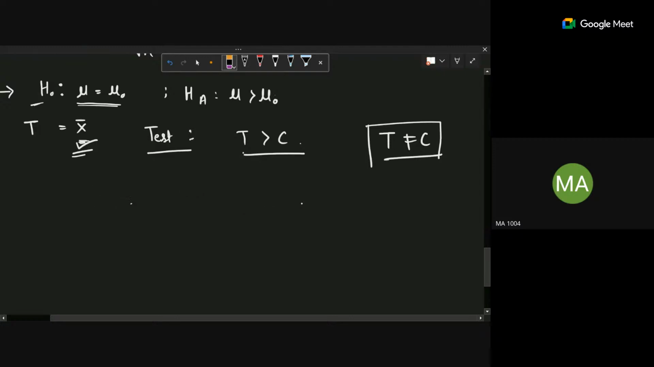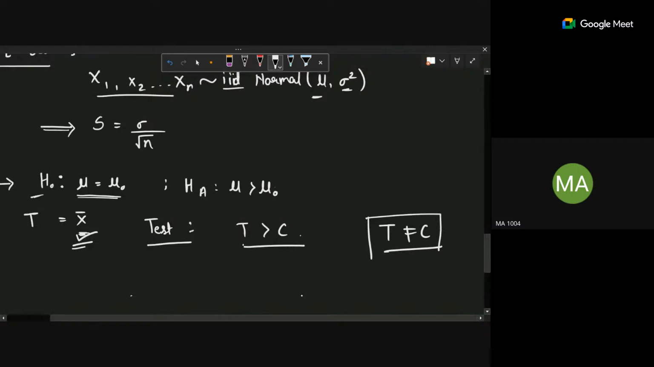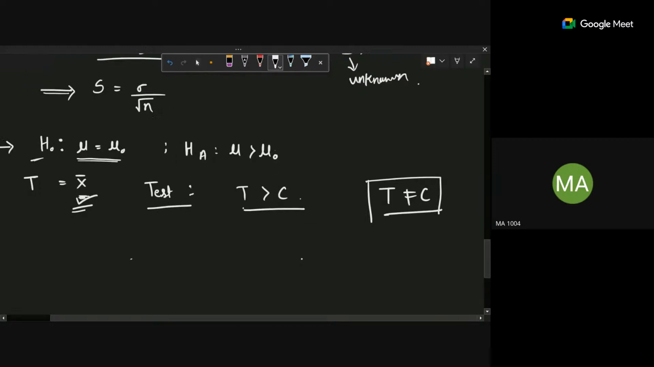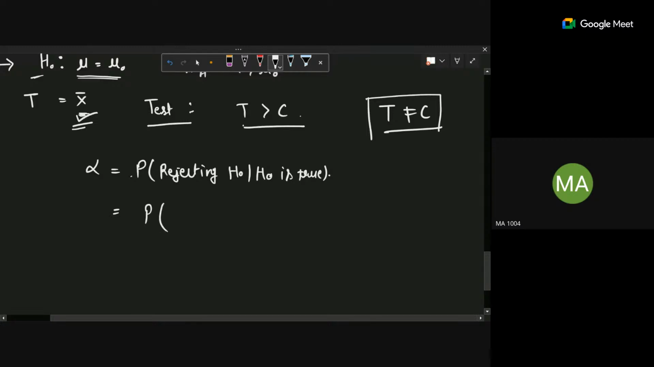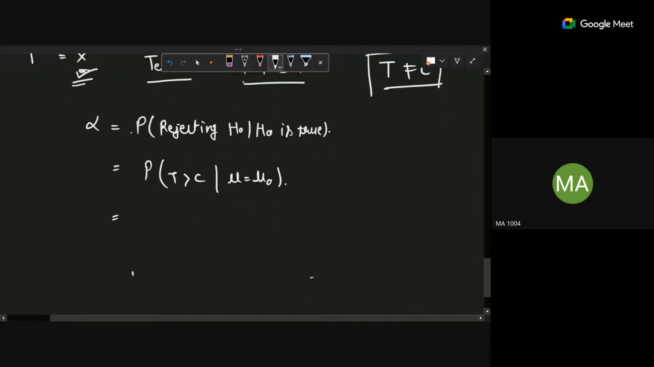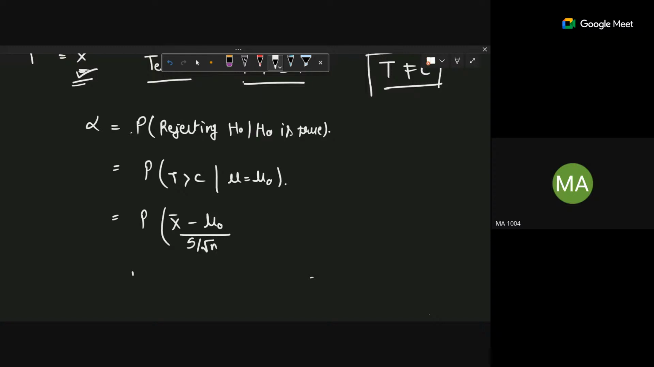Okay, so now we have a setup where we have some random variables that are normally distributed with unknown mean and unknown variance, both. We have set up all these things. Then what we'll do? Alpha will be the probability of rejecting H naught given that it was true. If we write the same thing in terms of T or x bar, T greater than c, given that it is true, that means mean is equal to mu naught. So the probability that x bar minus mean upon, instead of the variance, we take the sample variance s by square root n, is greater than c minus mu naught upon s by square root n. Is it fine for everyone?